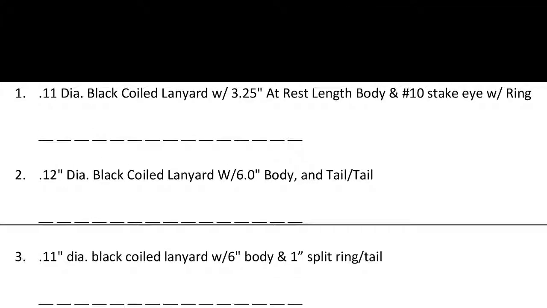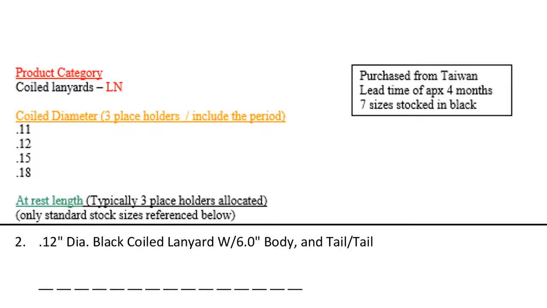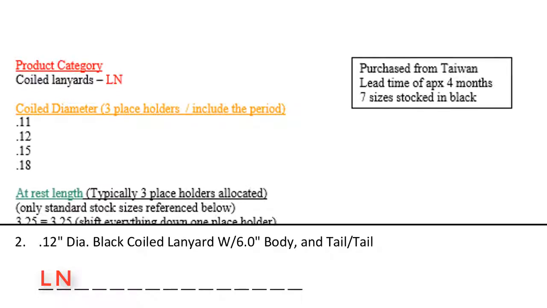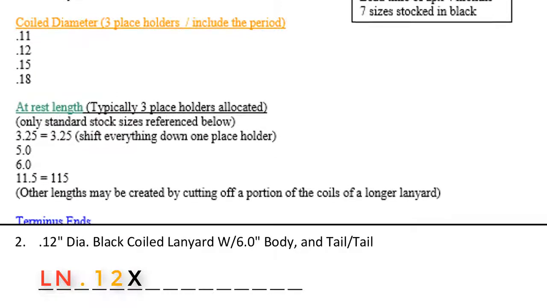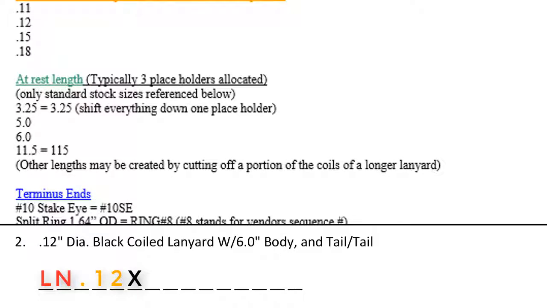Looking at the part code guide, we're going to start the part number off as an LN. Next we identify the coil diameter. The coil diameter is 0.12. Coil diameter is also known as the outer diameter. Next we automatically enter an X for by. Then we identify the at-rest length. The at-rest length here is 6.0. We enter 6.0 into the part code.